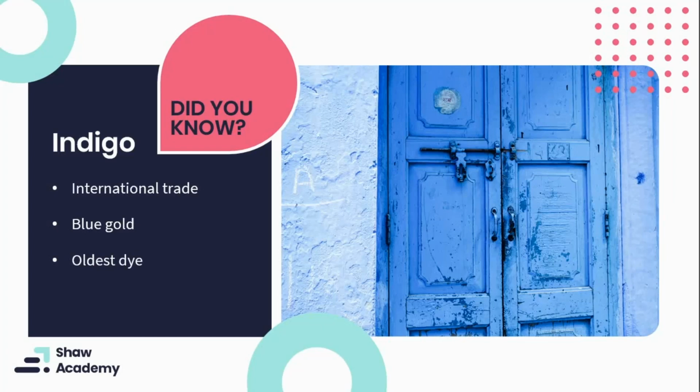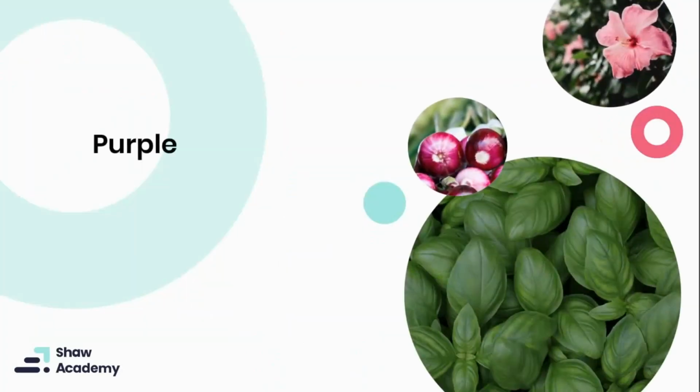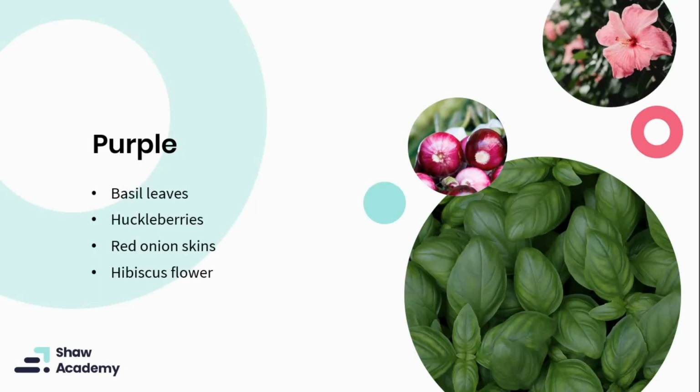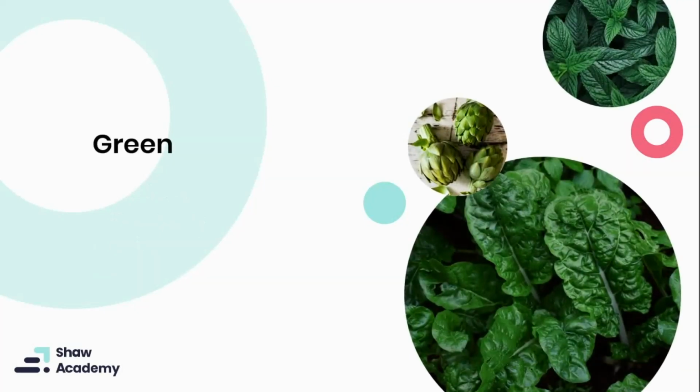Indigo remains a very popular color today. You are probably wondering where it comes from. It is all in the name. Indigo means the Indian or from India, and it is produced from the Indigofera plant in India and China. Back to dyeing! Let's say you want to create a purple dye. You can use basil leaves, huckleberries, red onion skins, and hibiscus flowers. If you want to create a green dye, go for spinach, peppermint leaves, grass, and artichokes.